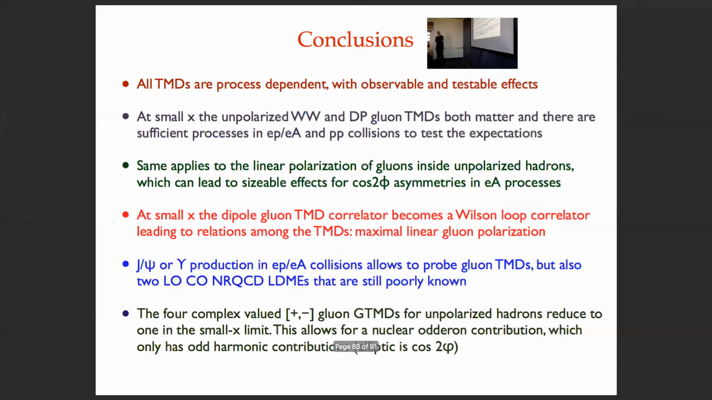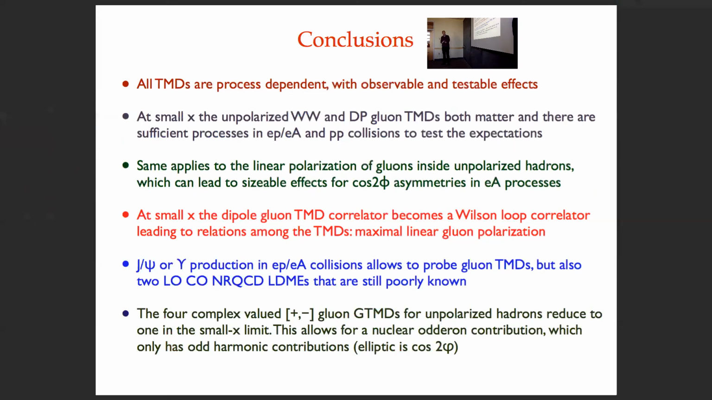Okay, I think this is it. So let me conclude. The TMDs are all process dependent, and there are lots of observables where you can test that and see the systematics, because they are not universal, but many things are calculable. And so there is systematics. For unpolarized, there are lots of observables where we can test that. For linear polarization, there are a little bit fewer, but many that you can do with EIC. And you can then test whether, for instance, you have maximal linear gluon polarization or not.